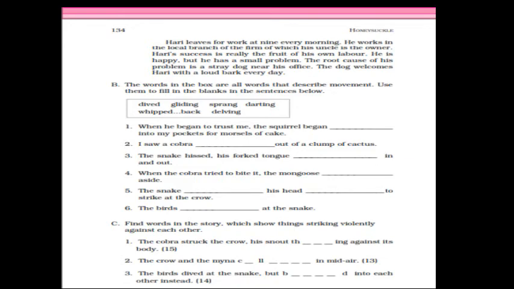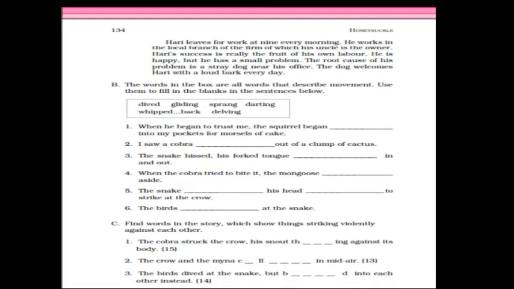Find the story. Okay, what is that? Find the story which shows things striking violently against each other. The cobra struck the crow, his snout, what is that? Thudding against his body. The crow and the myna collided. Okay, collided in the mid-air. The birds dived at the snake but bumped into each other instead. So these are the words which you have to take from the story and fill out.